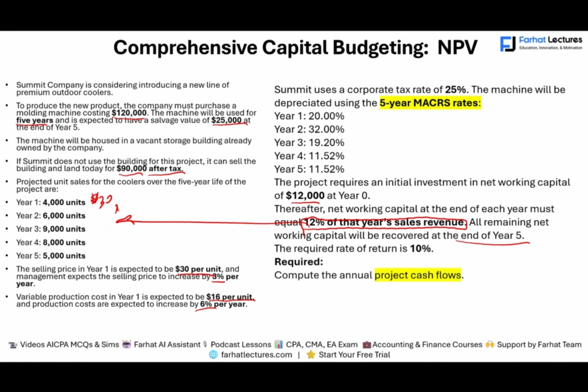The required: compute the annual projected cash flows, compute the net present value, and tell us whether you would accept or reject this project. Now, is it possible this will be a CPA exam simulation? I highly doubt it because it's going to take a little bit of time, but you might be familiar with it. This might be a CMA question, could be a CMA complete exercise, or some sort of a problem that you have to solve. College, for sure.